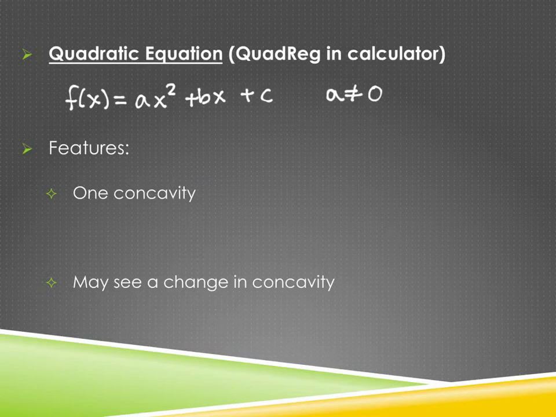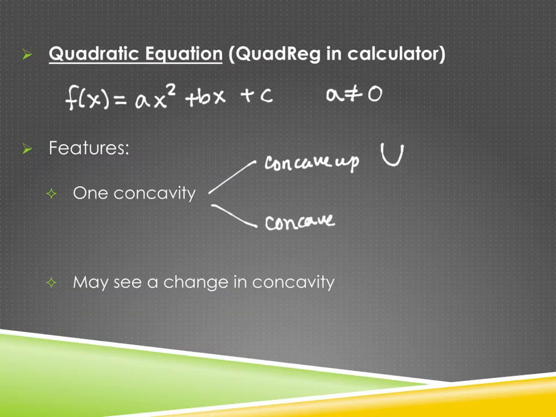Couple of features in a quadratic model. For sure, you have only one concavity. So it is either concave up, means it looks like a U shape, or it ends up being concave down. And we flip it upside down.